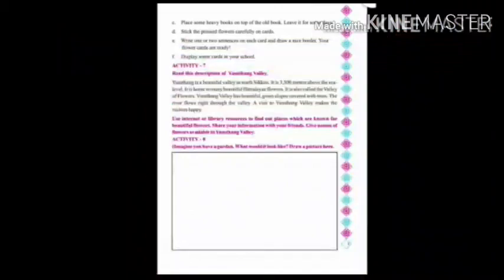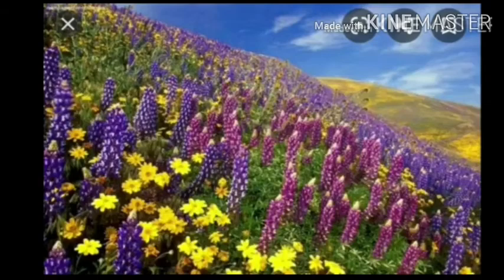Okay, so now coming to the next exercise. Use internet and or library resources to find out the places which are known for beautiful flowers. So the library will not be accessible to you, so you can use the net and find out the places which are known for their beautiful flowers. Share your information with your friends. You can talk to your friends in your neighborhood or your siblings, because talking to your friends in the classes will not be possible. And then give names of the flowers available in Yumtang Valley. So you will have to find out the names of the flowers in the Yumtang Valley.